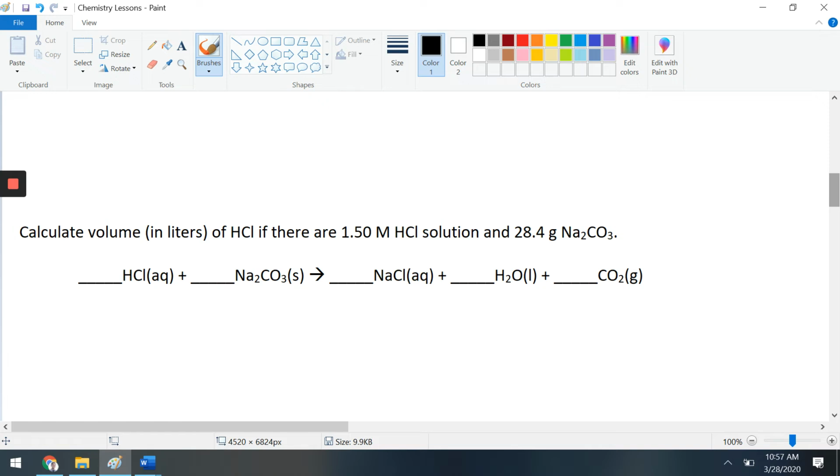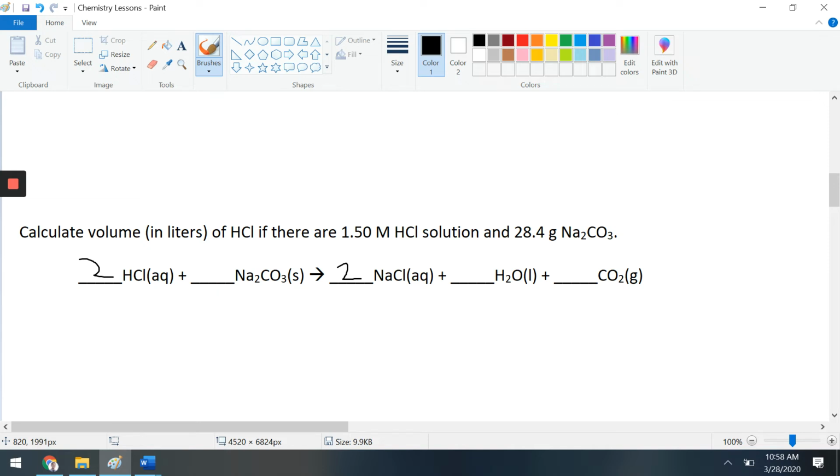Okay, so here we go. At the bottom, here's my balanced equation. You have HCl plus Na2CO3 yields NaCl plus water plus carbon dioxide. Okay, so same thing. You got to make sure you balance the equation. So there should be 2 hydrochloric acid, 1 sodium carbonate, 2 sodium chloride, and of course 1 water and 1 carbon dioxide. Okay, so what's given?